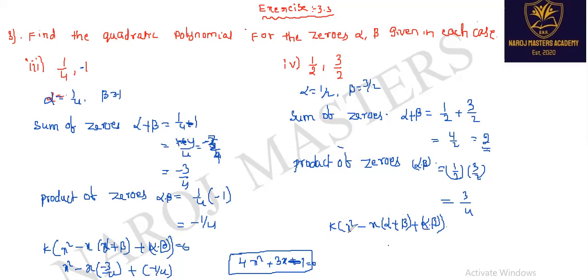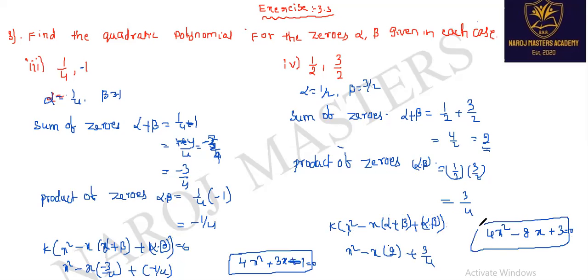So here, x square minus x into alpha plus beta is 2, plus alpha into beta is 3 by 4. Then you will get 4x square minus 8x plus 3 equal to 0, and this is our quadratic polynomial. With this, the third question is over. Now look at question number 4.